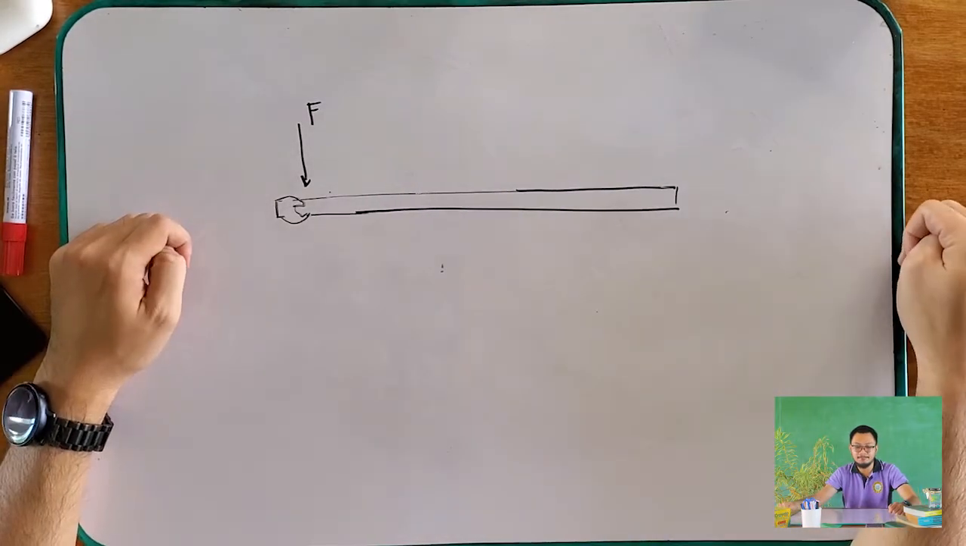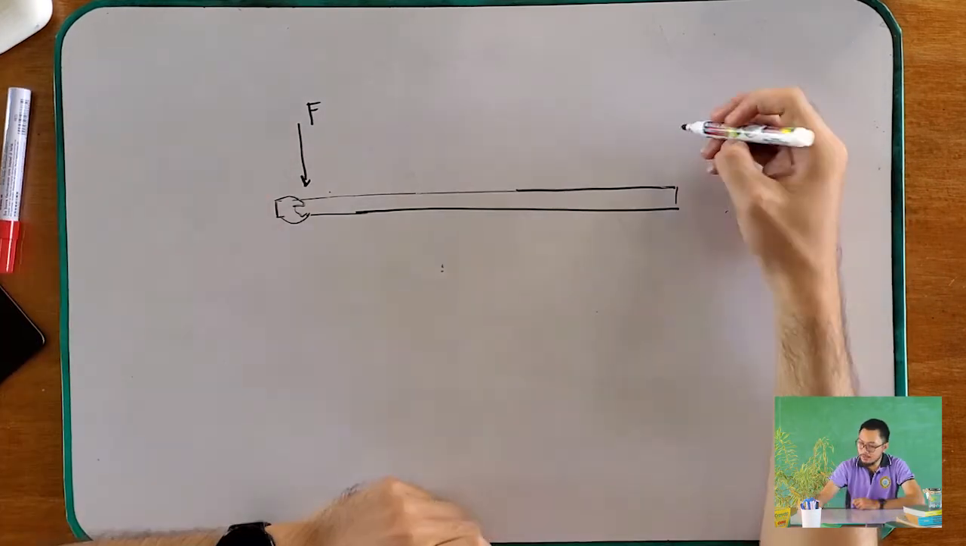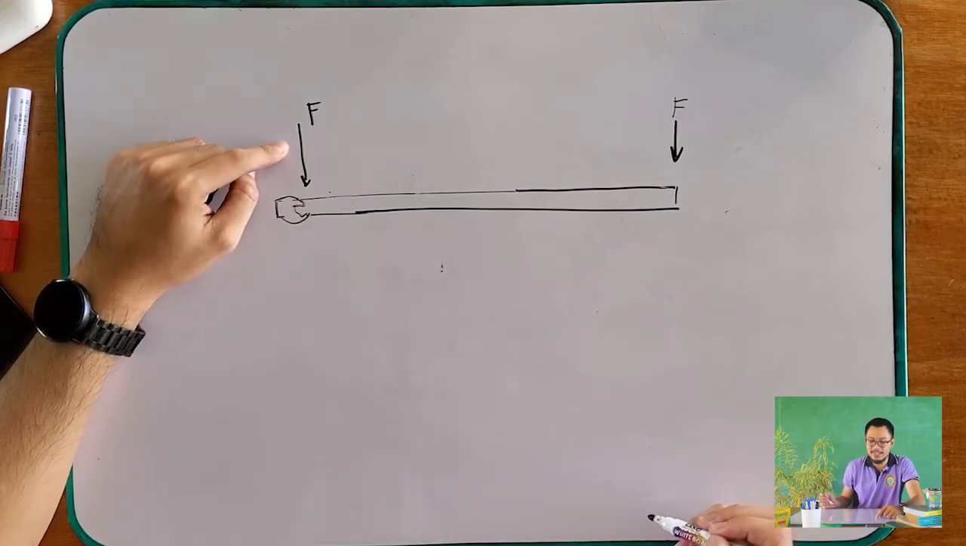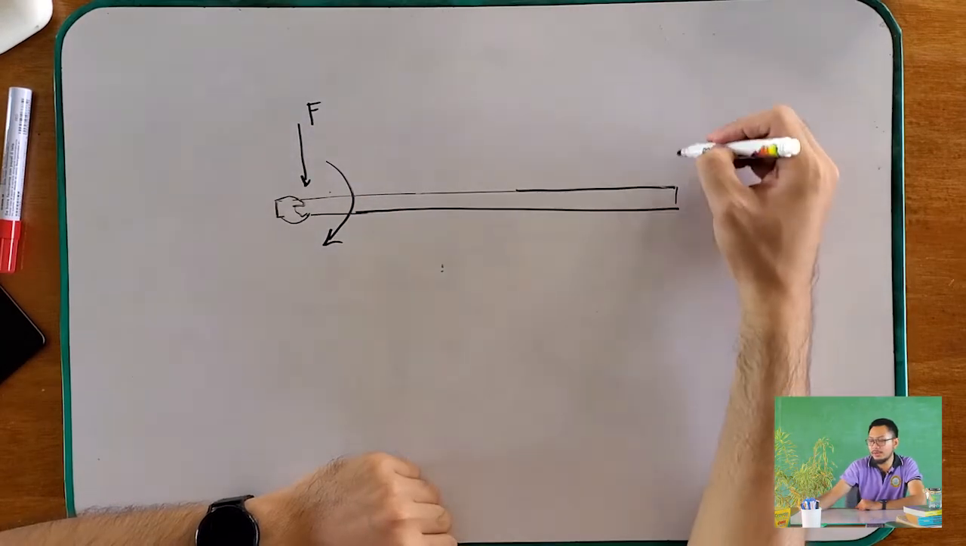Okay? But is this enough? Is the effect the same whether the force is here or here? No. Why? Because when the force is here, it creates a moment. But when you move the force here, where did the moment go? There should still be a moment. So it is not enough that only the force moves by the principle of transmissibility, but there is also a moment produced by the force placed there. Okay? So that is what you have to take note of.